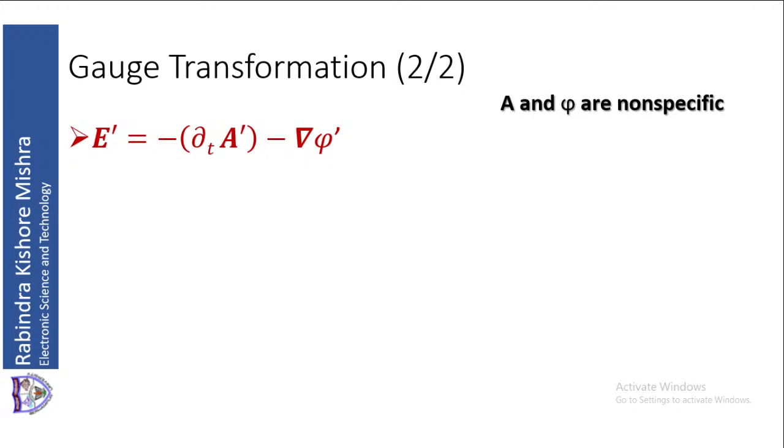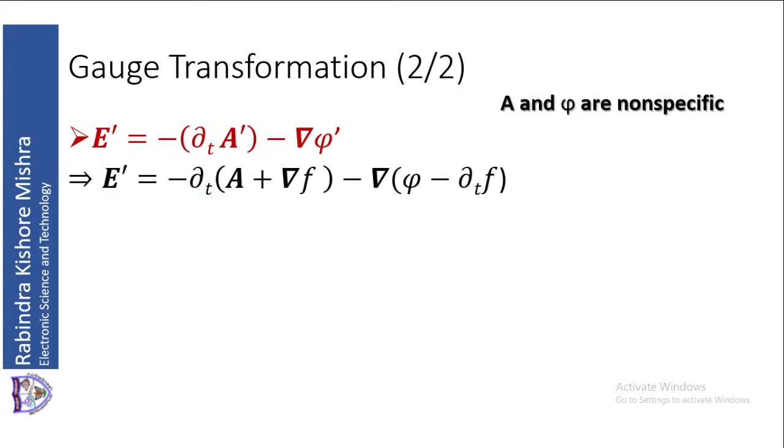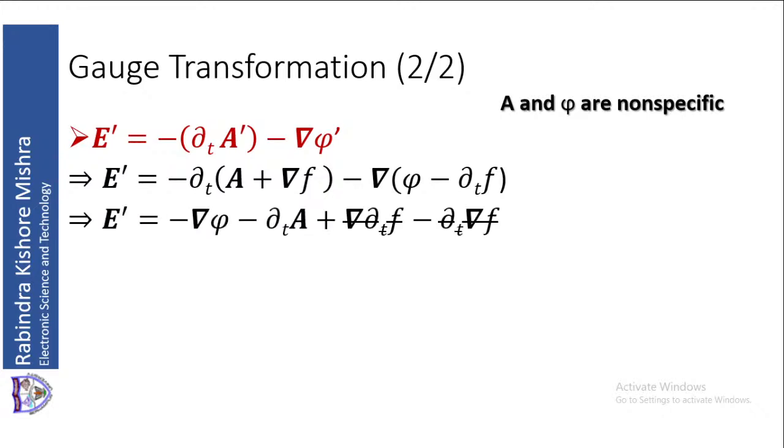Now E is equal to minus ∂A/∂t minus grad phi. So E dash is similarly equal to minus ∂A dash/∂t minus grad phi dash. So E dash we can write as minus ∂/∂t operating on A dash, where A dash is equal to A plus grad f, minus grad operating on phi dash. Phi dash is equal to phi minus ∂f/∂t.